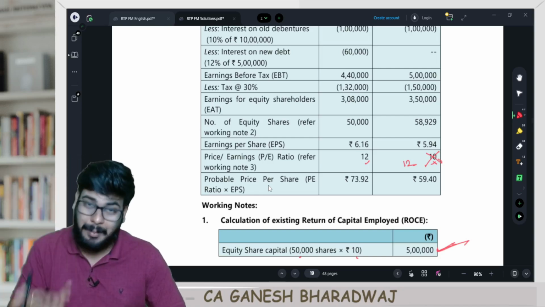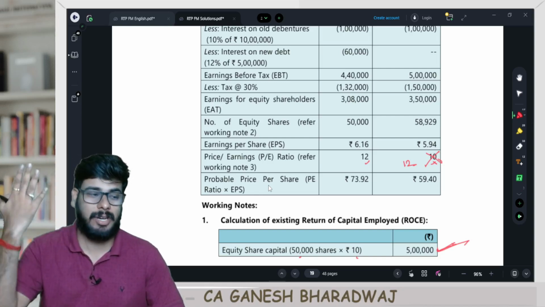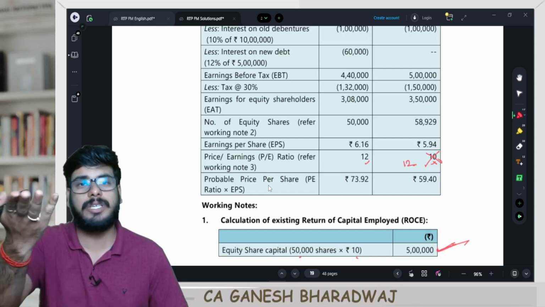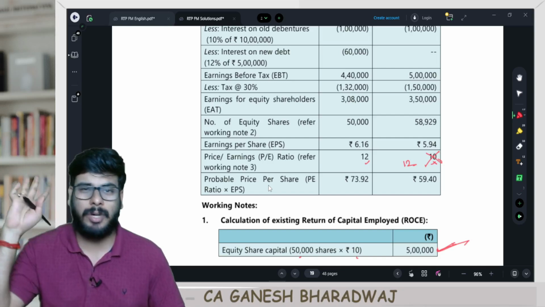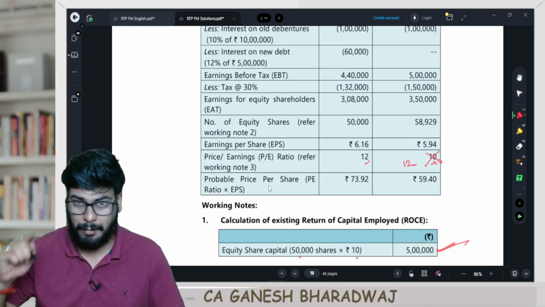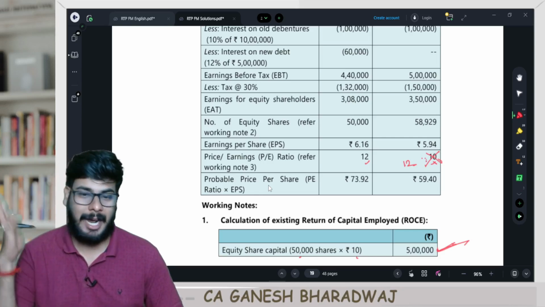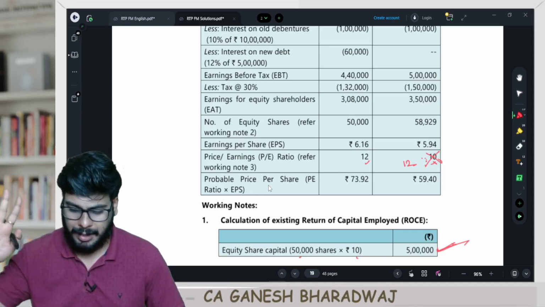In fact, at present itself, it is less than 2 times only. Then how can the P/E ratio at present be 10? Ideally speaking, now itself it should have been 12. But that is a lacuna in the framing of the question. Nothing to worry about that. But at least this part they should have kept as 12. I don't know how it got missed out. This is something that I want to tell you.